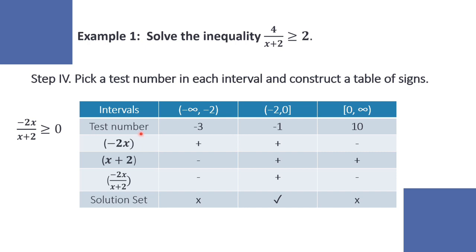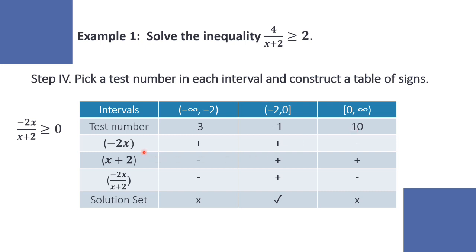Then the test number. How will you get this one? Here it is negative 3, any number between negative infinity and negative 2. So we use negative 3. You can also use any number, like negative 4 or negative 5, in between. Next is negative 1, from negative 2 to 0. So we use negative 1. Then for the interval 0 to positive infinity, we use 10.